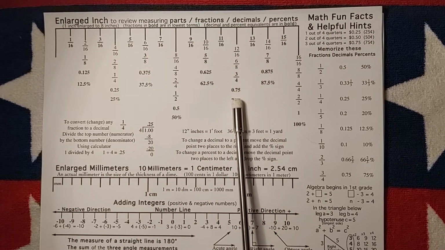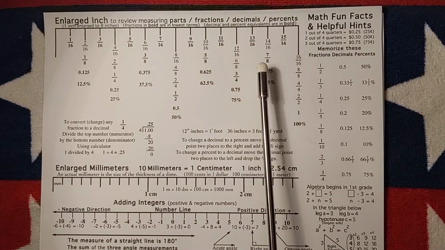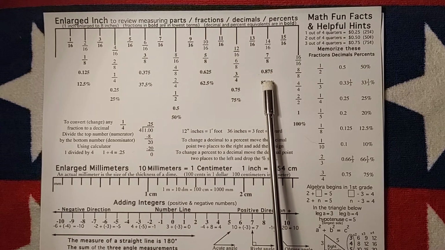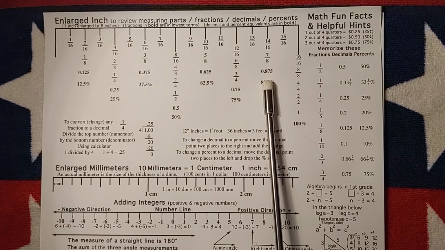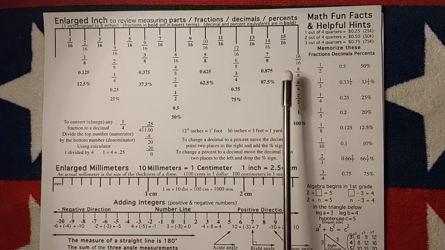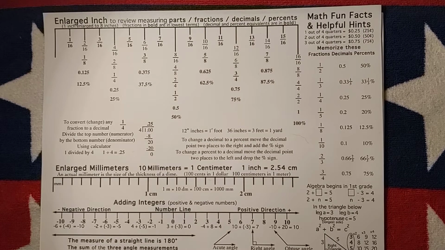3/4 is equal to 0.75, 75 hundredths, and 75%. 7/8 is 0.875 or 875 thousandths, which is the same thing as 87.5%. And when you have a whole 1.0, that's the same thing as 100%.